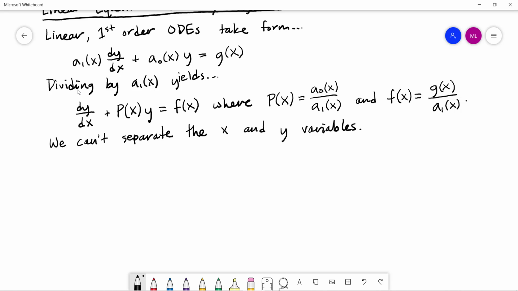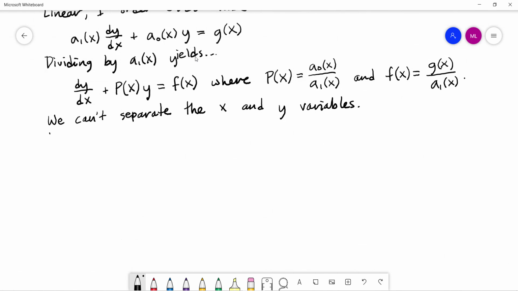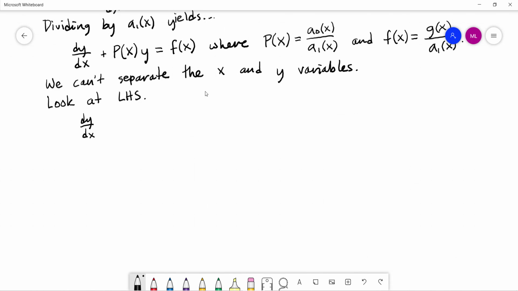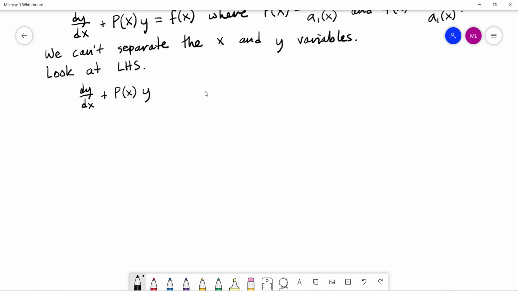Okay, so I want to start by looking at just the left-hand side of this equation. So let's look at the left-hand side. I'm going to, again, abbreviate left-hand side as just LHS. You'll see me often write right-hand side as RHS. But if we just look at the left-hand side, we've got dy dx plus p of x times y. This first term is the derivative of y. This term, hopefully obviously, is y all by itself.